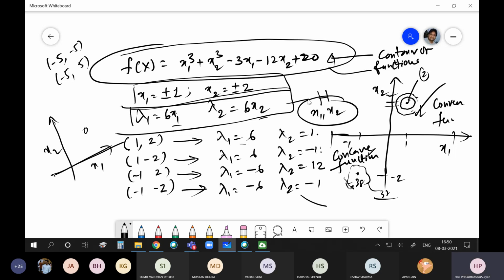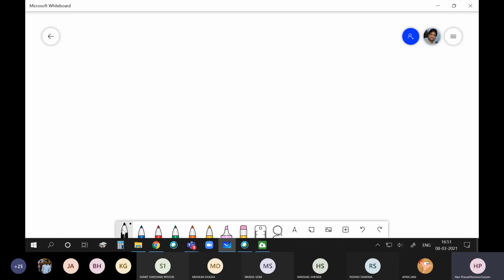That means x1 and x2 can take any values, and there is no restriction on these values. But we do encounter problems where there is a constraint on the objective function. So let us now make our problem a little more difficult.